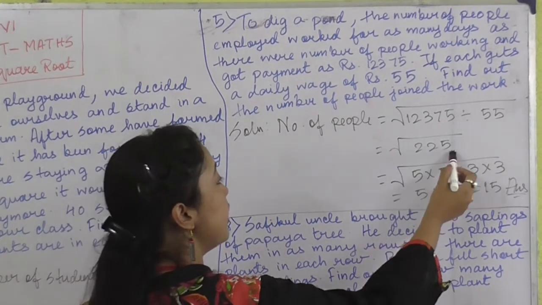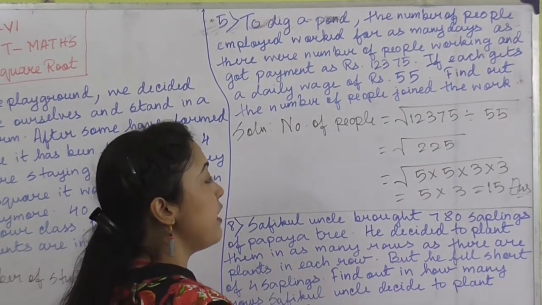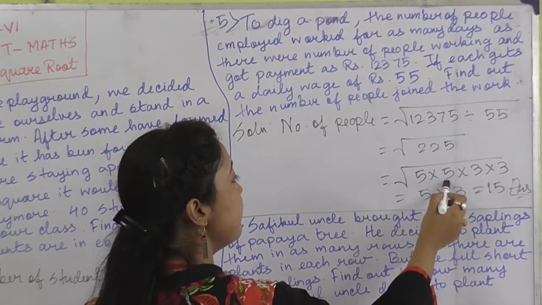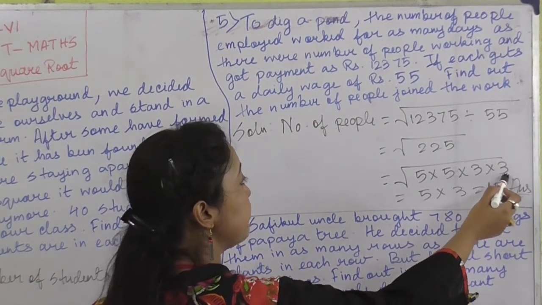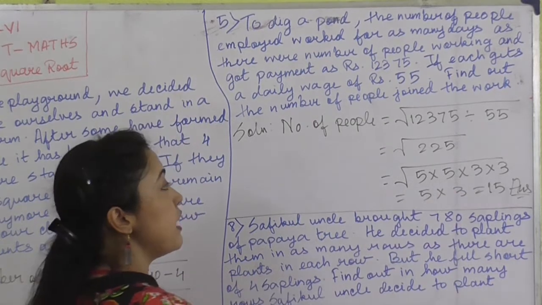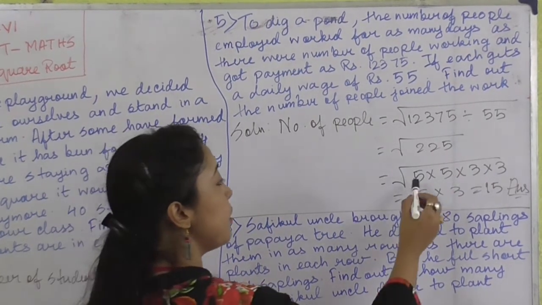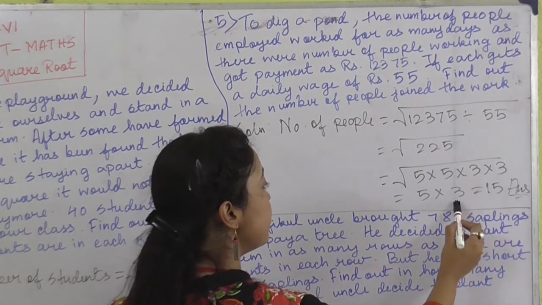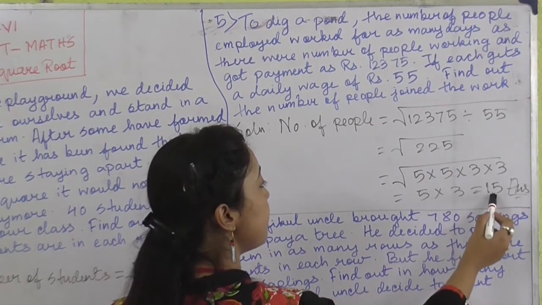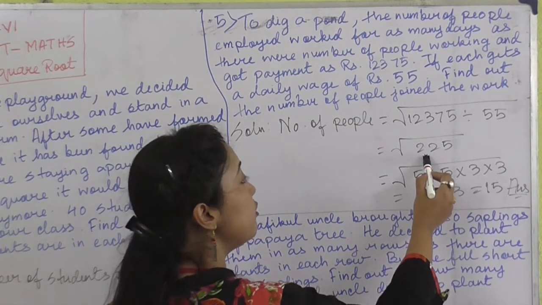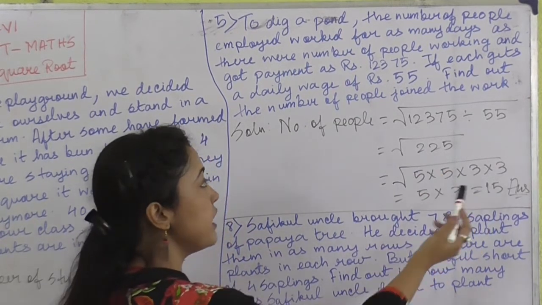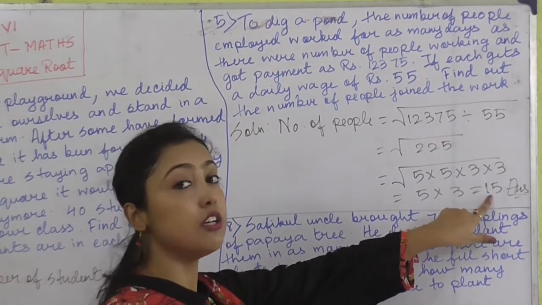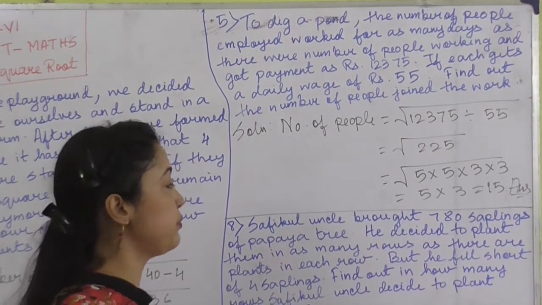So in order to find out the square root of 225, what do you have to do? 225 is divided by 5. So 5 into 5 into 3 into 3. In this way, we can find out the square root of 225. From these two 5s, we take one 5, and from these two 3s, we take one 3. So 5 into 3 is 15. So the square root of 225 is 15. In this way, the number of people employed is 15. I think it's clear to you.